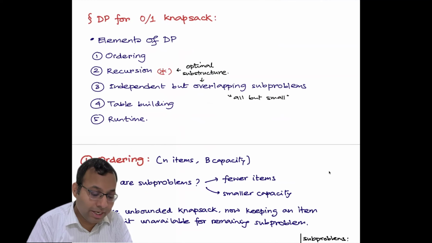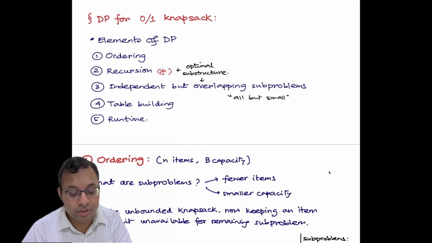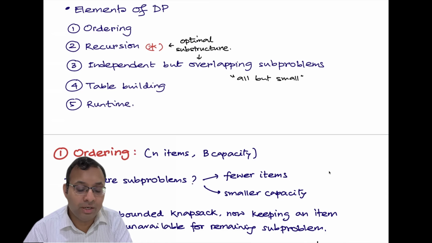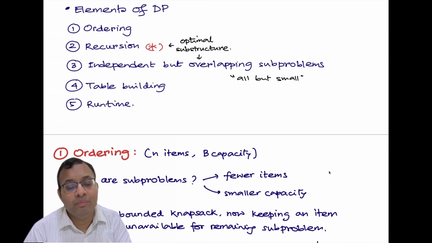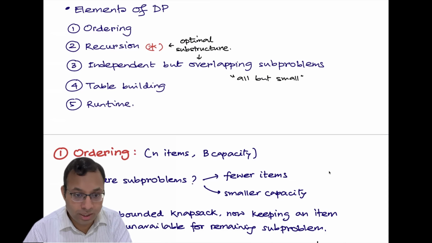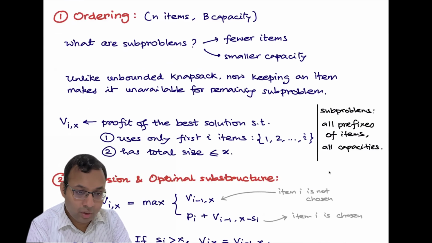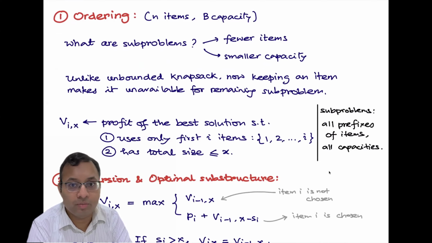Let's look at the elements of DP that we have talked about before to design a dynamic program. First we have to find some ordering, and then we go for the recursion. We have to find the optimal substructure property and show there are independent and overlapping subproblems, where the recursion takes care of all subproblems but the number of subproblems is small. Then we have to build the table, and finally show the runtime. First, about the ordering: as we saw last time, there are two types of quantities, items and capacity. For subproblems we can consider either fewer items or smaller capacity.